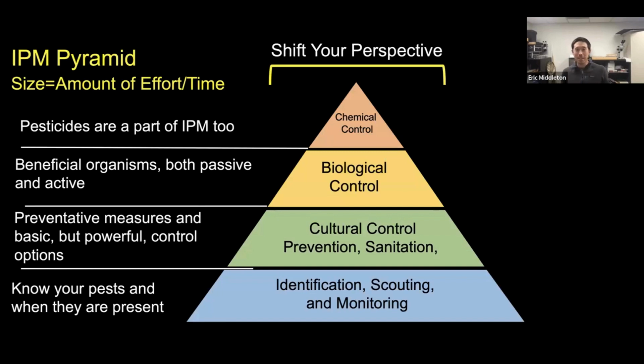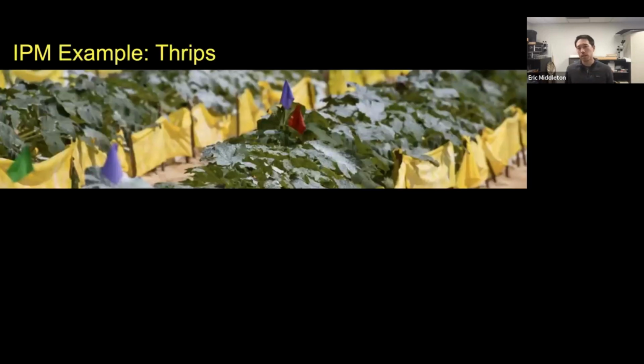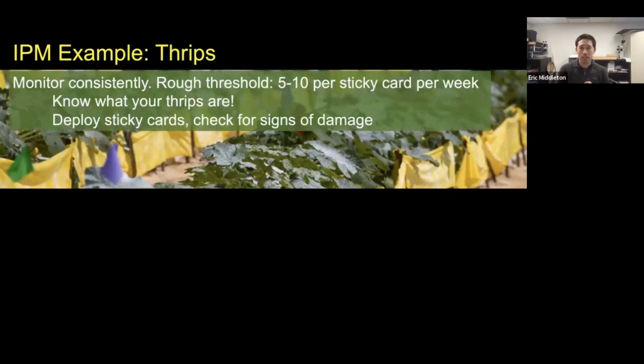Okay, that's the entire IPM pyramid. Let's go through a couple examples really quickly of using all of these together. So if you, say, have thrips in your crop, what would using all the steps in conjunction look like? Well, first off, you're monitoring consistently. As a general rough threshold, if you're finding maybe 5 to 10 thrips per sticky card that you've put out per week, then you might consider having to do some additional treatment.